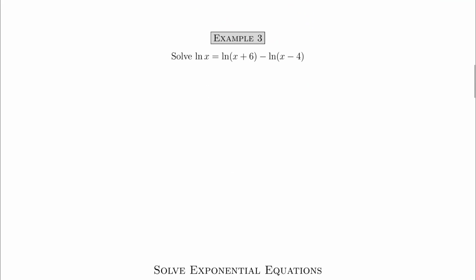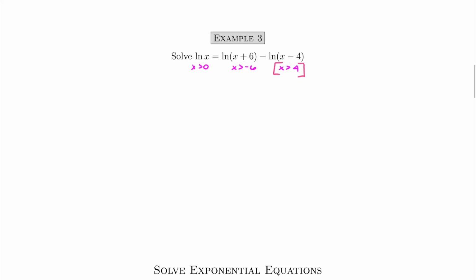Example 3 is a very similar process. We need to first set up the domain restrictions. So for natural log of x, we know that x has to be greater than 0. For x plus 6, we know that x has to be greater than negative 6. And for x minus 4, we know that x has to be greater than 4. So once again, we look for the largest value. In this case, it's x is greater than 4, so that is our domain restriction for the entire function.